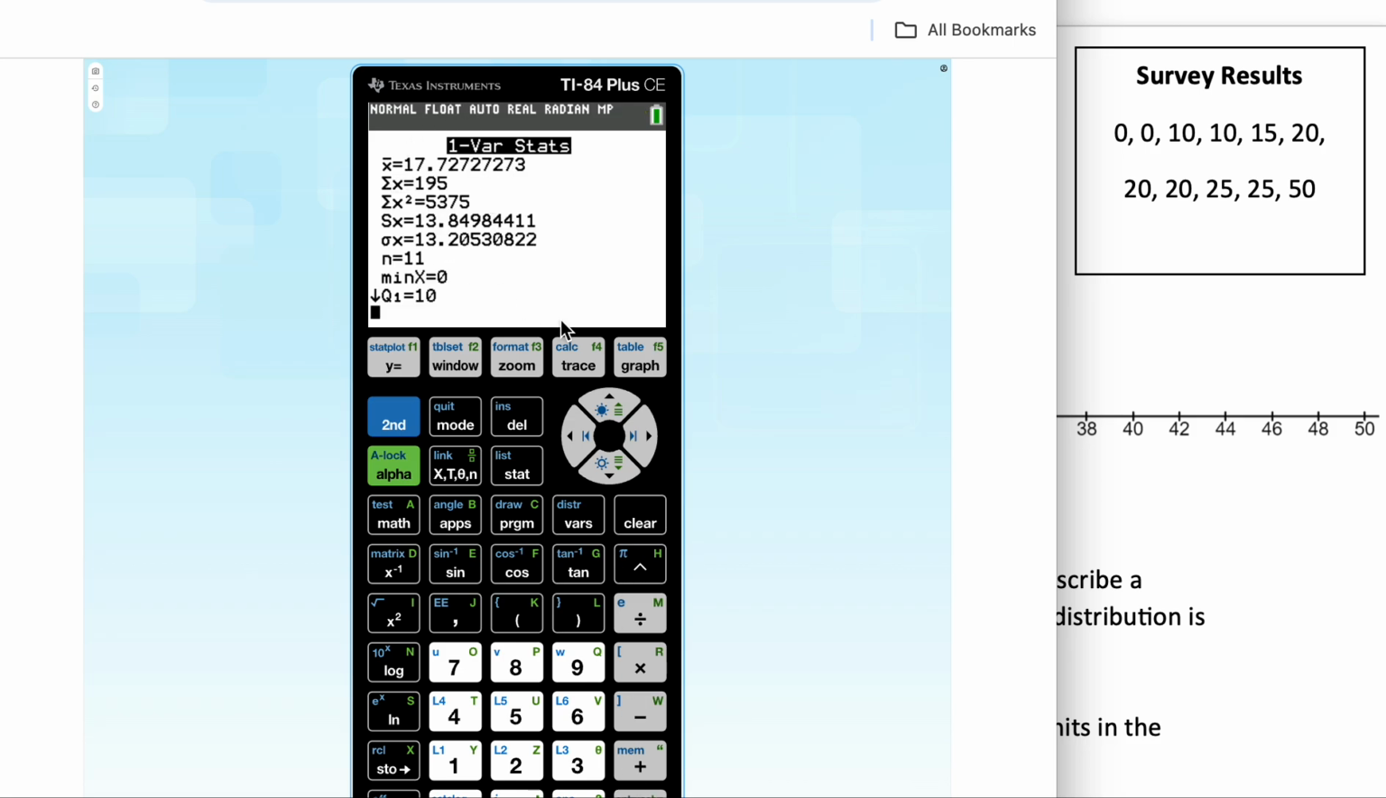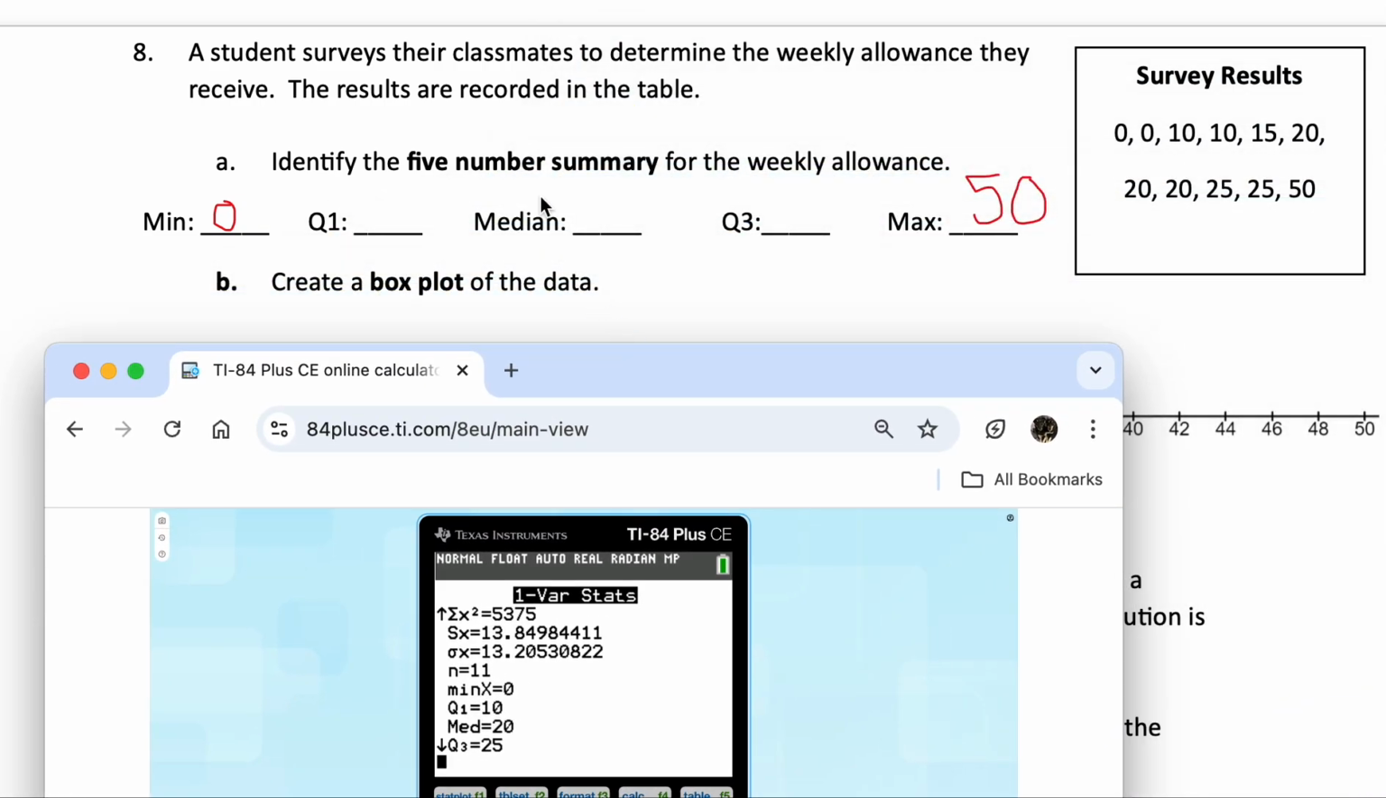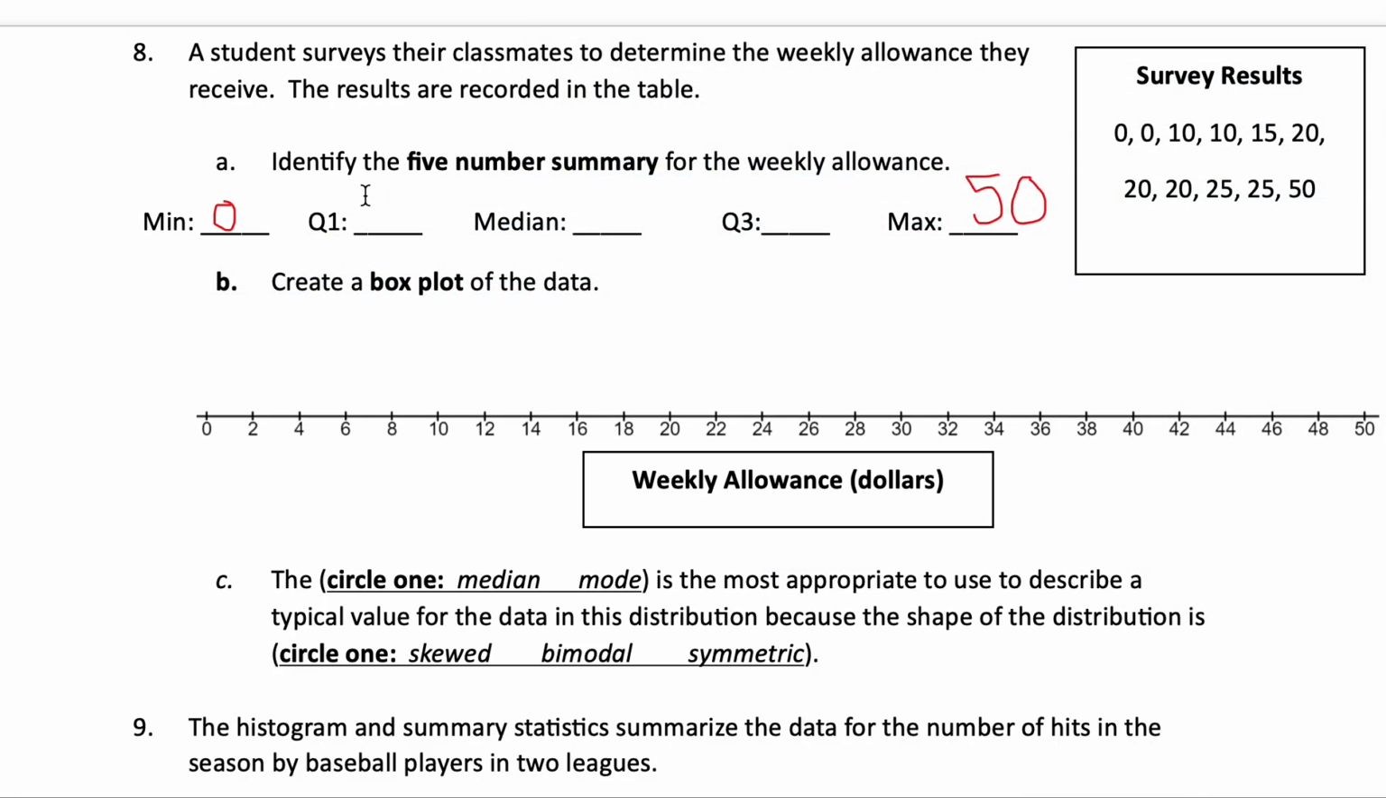All right, now I know there's a lot of numbers here. We have our mean, our sum, okay, our standard deviation, but we are looking for our quartile 1, which is 10, our median, which is 20, okay, and our quartile 3, which is 25. Okay, so our quartile 1 was 10. Our median was 20. And our quartile 3 was 25.